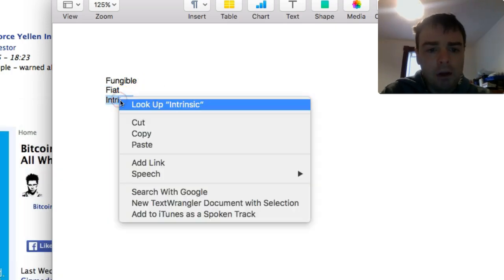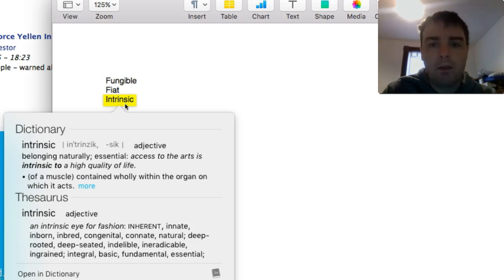Now, intrinsic, here's where we get into the real versus fake money. Intrinsic: belonging naturally, essential. Access to the arts is intrinsic to a high quality of life, contained wholly within the organ, within it acts. Intrinsic, from the thesaurus: inherent, innate, inborn, inbred, congenital, connate, deep, natural, rooted, deep-seated, indelible, ingrained, and so on, fundamental, essential.